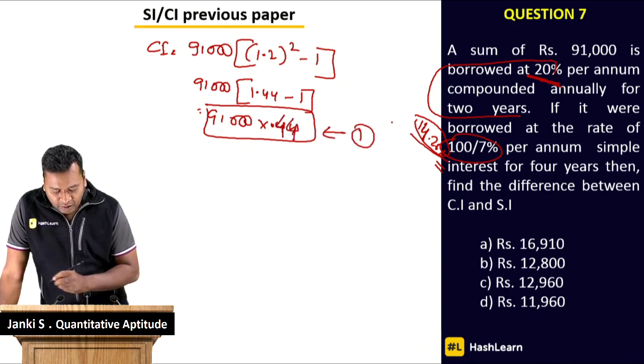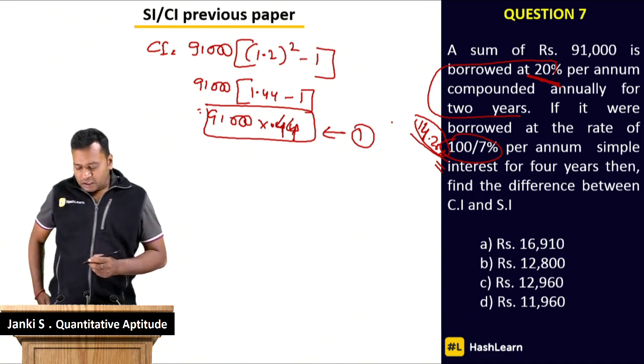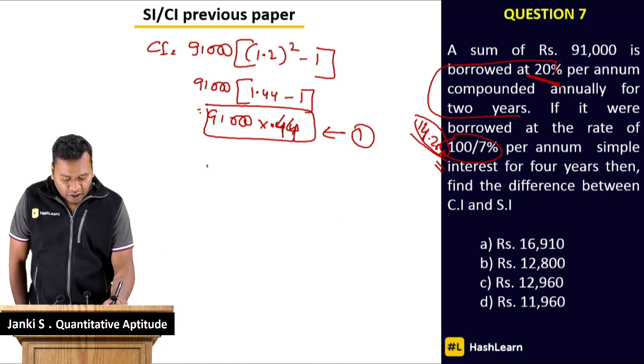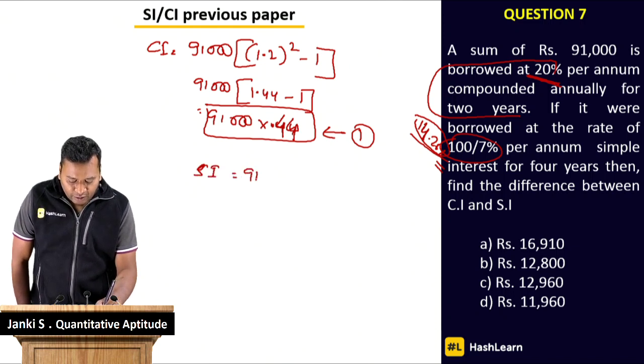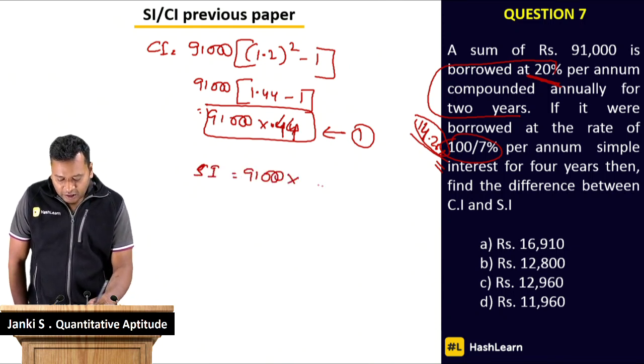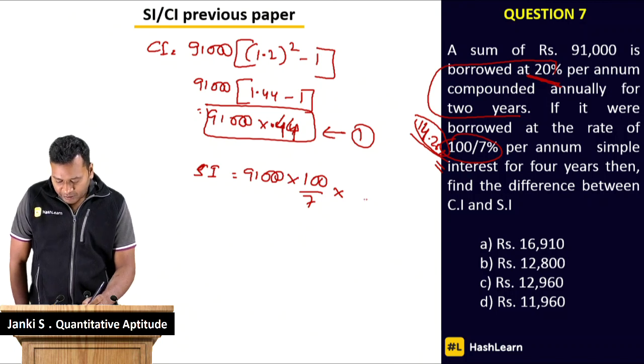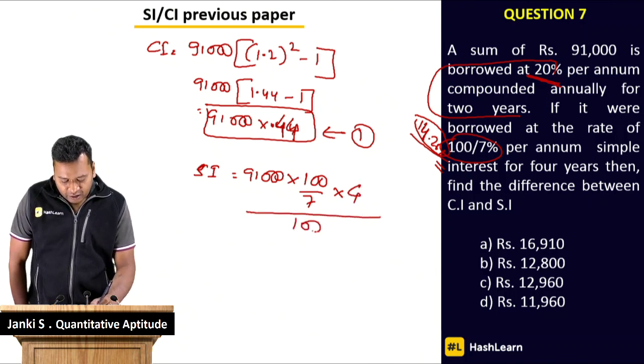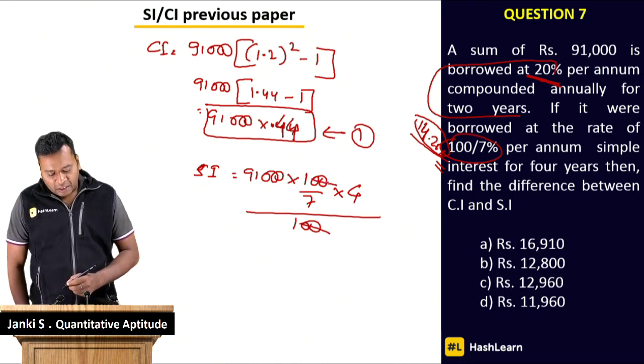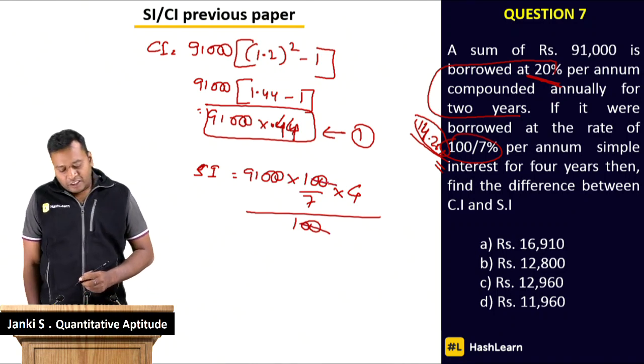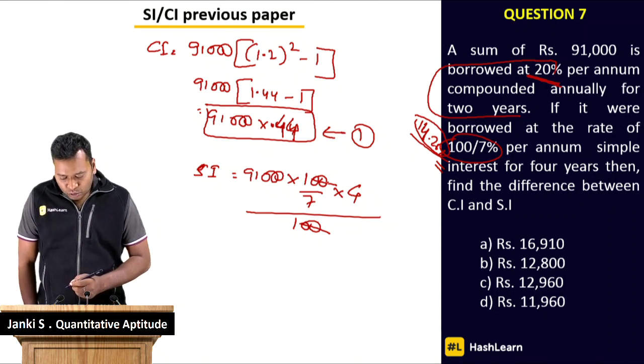That's the first thing. Then the next one is the same 91,000, that is on simple interest now. So 91,000 is at the rate of 100 by 7 into the time period, which is about 4 years here, by 100 is the format. So let's try to calculate. This part is already cancelled. So definitely 91 is somehow related to 7. So let's check what is my value available here.